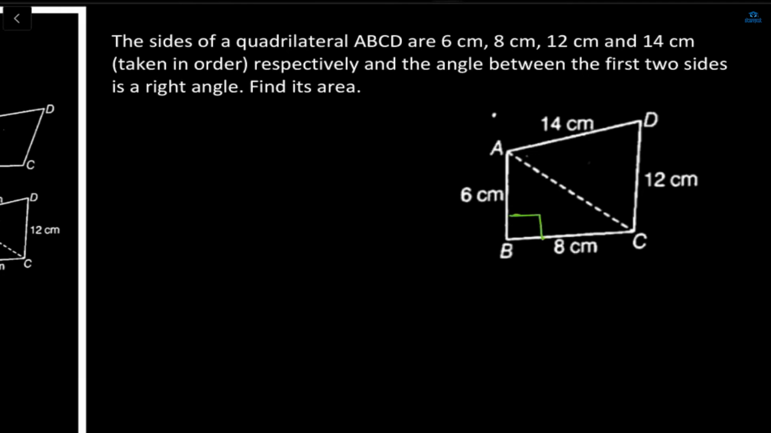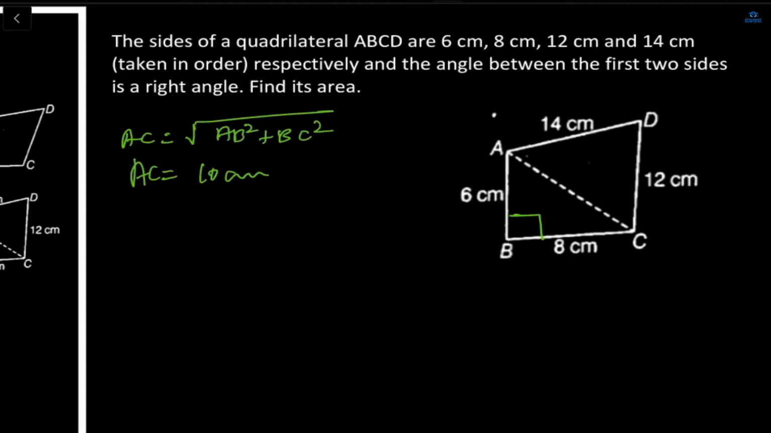Ma'am, AC is equal to 10 centimeters. Yeah, very good. AC is equal to 10 centimeters, and the rest we can find out. So now you have to find out the area. Since triangle ABC is a right angle triangle, you know the altitude.